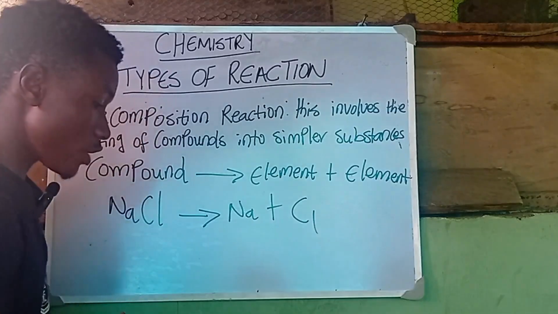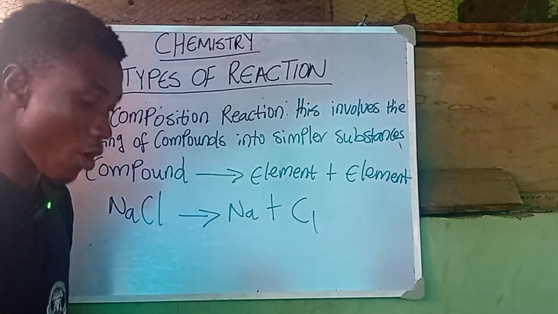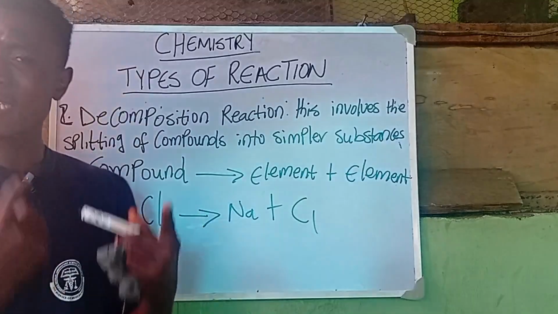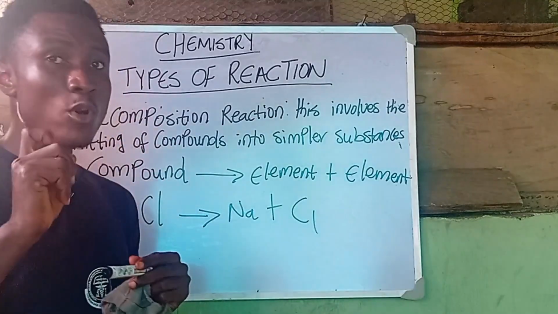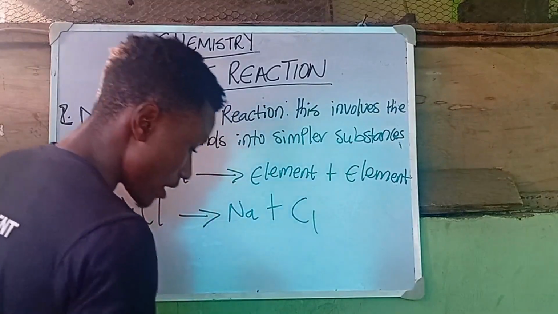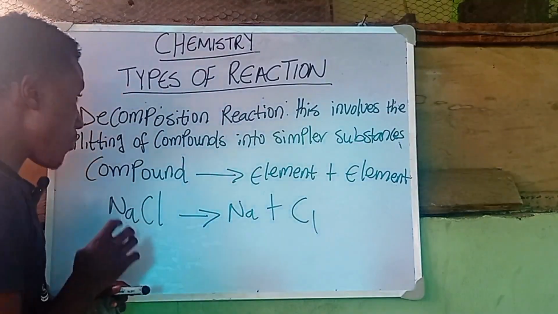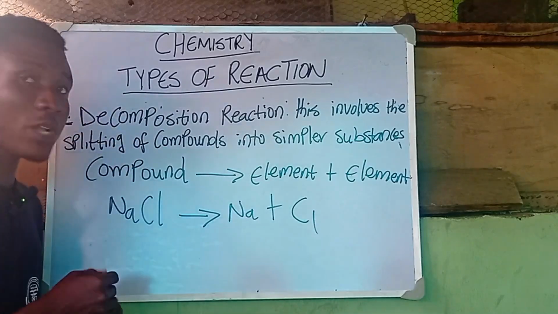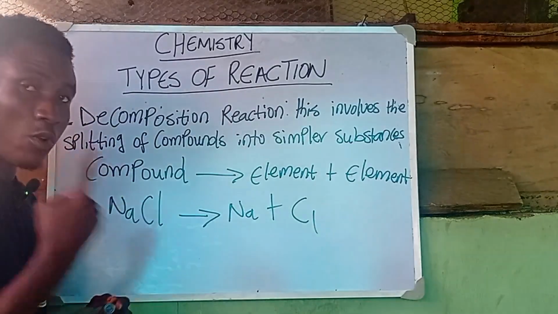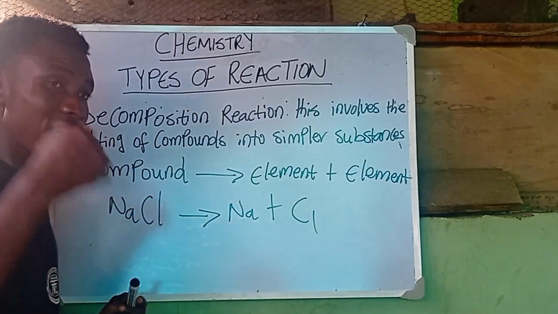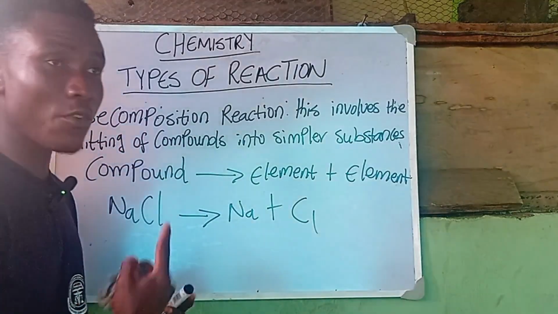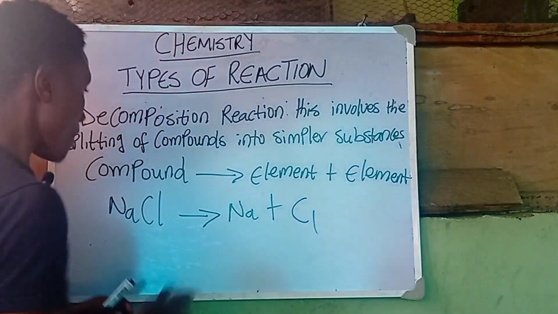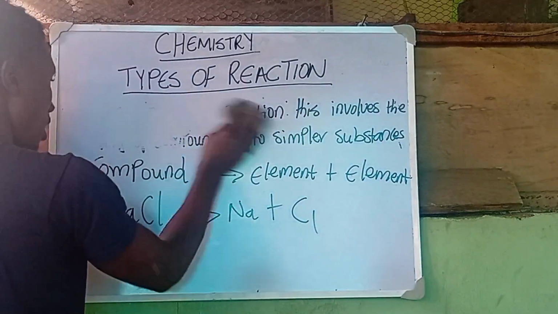This type of reaction is what is known as the decomposition reaction. And decomposition reaction takes place always in the presence of heat. There must always be a presence of heat. And when there's a presence of heat, such a type of decomposition is known as the thermal decomposition. Please take note, the type of decomposition reaction that brings about the presence of heat is known as the thermal decomposition.